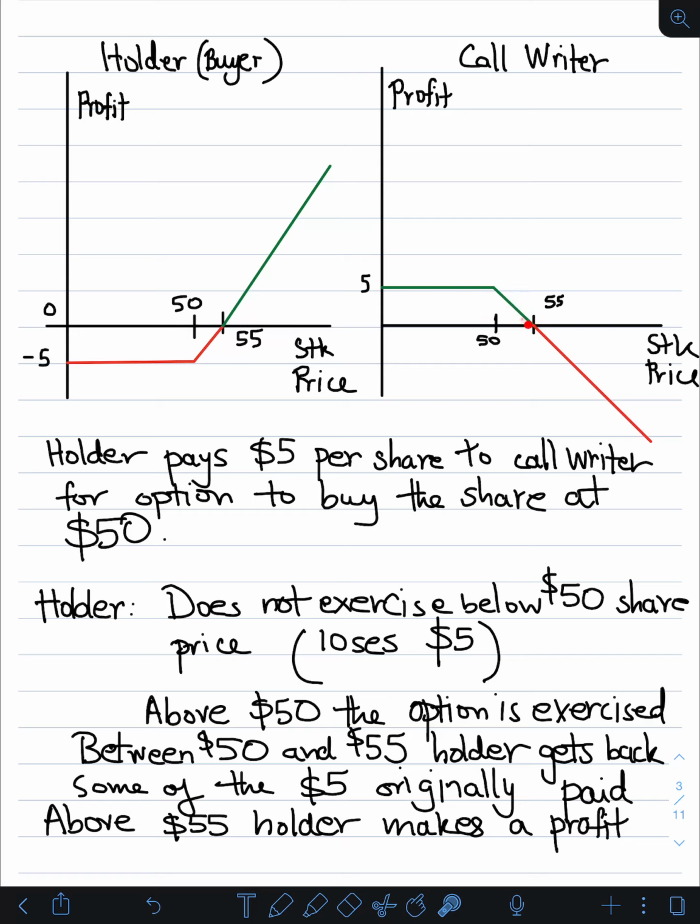Once the stock price goes above 55, the call option holder is going to exercise it at 50, and then you're making a loss. Let's say it's at 56. If they exercise the option at 50, you've only gotten $5 from them, but you're losing $6 in the process of the exercising of that option. So now you've lost $1 overall.